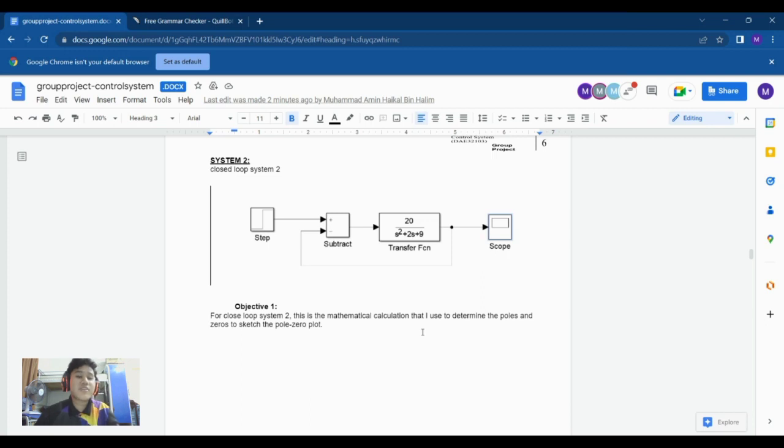My name is Muhammad Akif Faisal bin Arman. My matrix number is AA2894. So today I want to present about System 2, Closed Loop System 2. So this is the question.